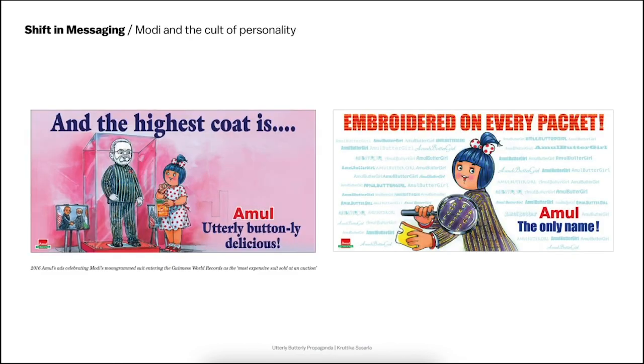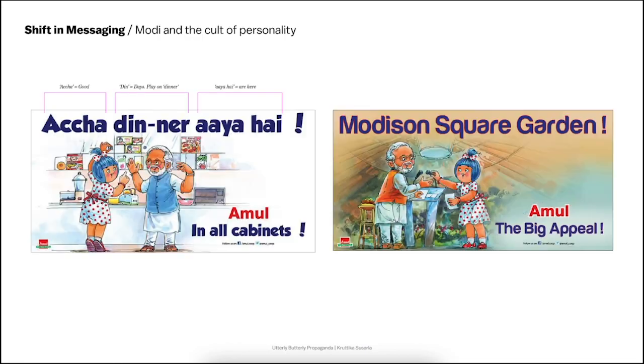Since Modi has been Prime Minister, there is a cult of personality through mass media and propaganda. The two ads here glorify and celebrate Modi's monogrammed suit entering the Guinness World Records as the most expensive suit sold at an auction. This news collided with one of the first hits that the Indian economy had taken since the new government had come into power. Yet, there seems to be no sense of irony in these cartoons.